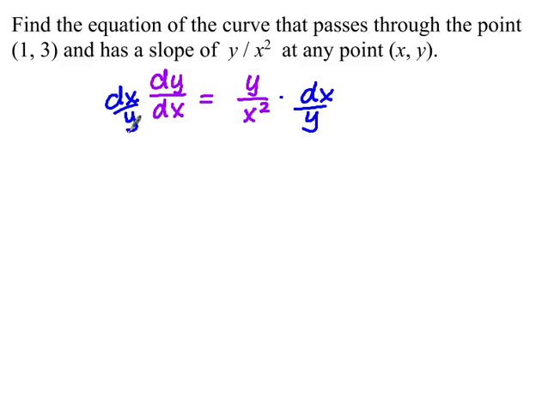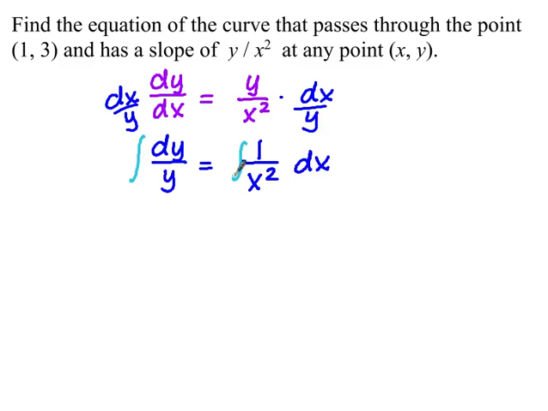So what ends up happening is I've got dy over y equals dx over x squared. And in fact, instead of writing it as dx over x squared, I'm going to write it as 1 over x squared dx. That one you can just leave alone because you already know what dy over y is. We don't really have a rule for dx over x squared. So now let's go ahead and solve.